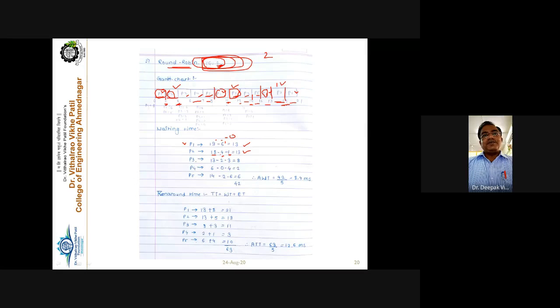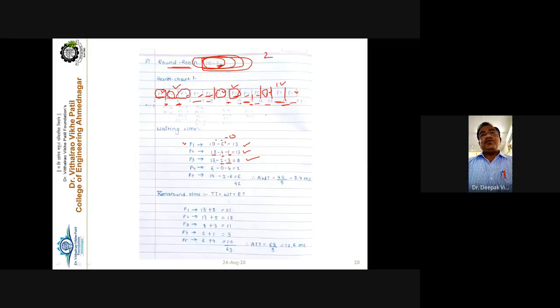Then the P3 process. Now the P3 process is completely executed between this 13 to 14 slot, so 13 minus 2. This is the 2, because before reaching 13, 2 milliseconds it has already executed, and arrival time is 3 for the process P3. So minus 2 minus 3, 5. 13 minus 5 is equal to 8.